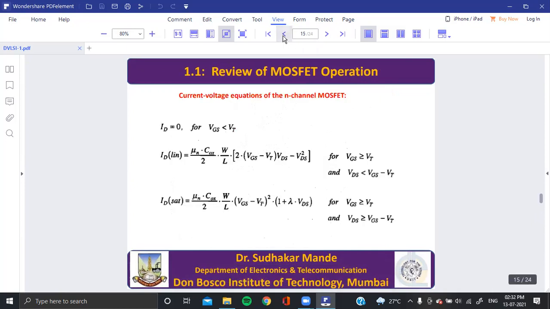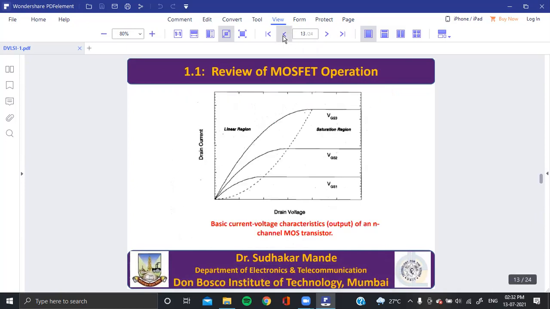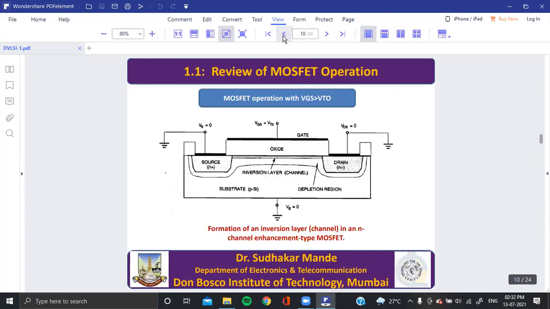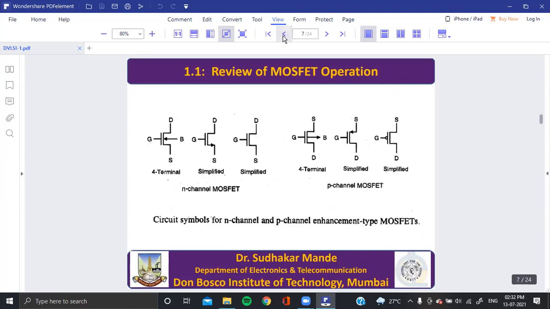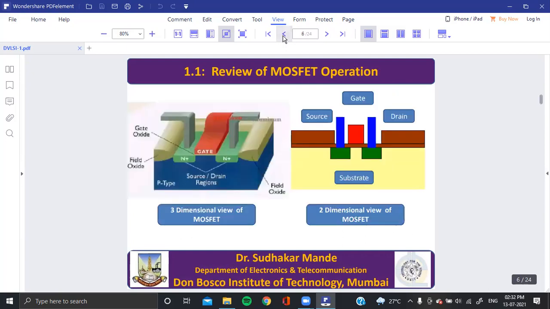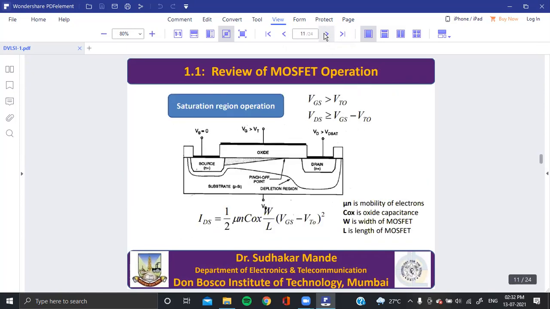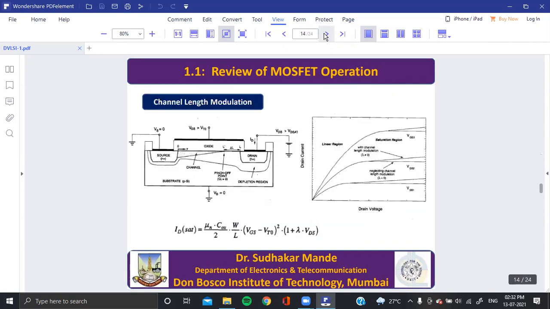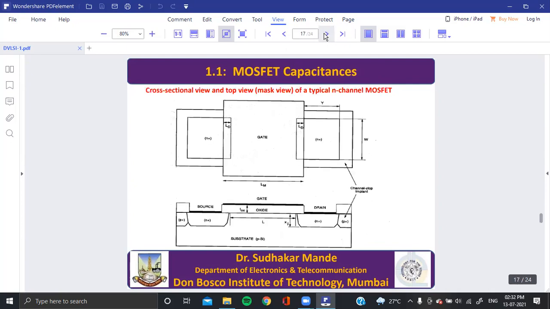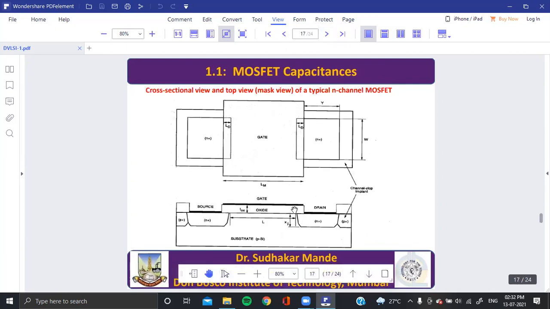But if you see the ideal MOSFET, I will show you that ideal MOSFET again. See this ideal MOSFET. So there is no overlap. If you see here, there is no overlap of source and drain. But practically, there is overlap here. Can you see this much is the overlap?